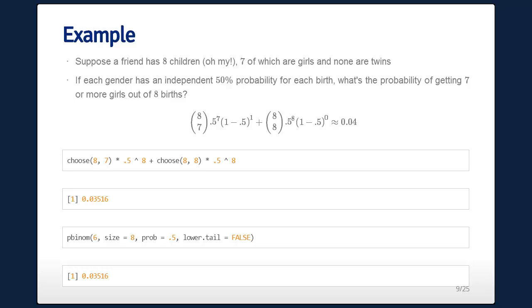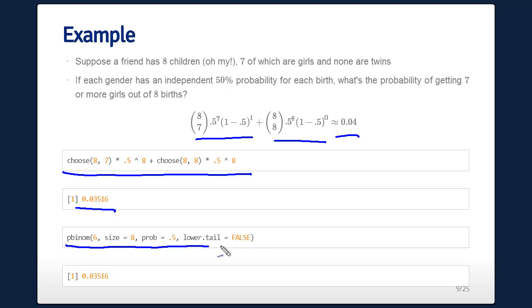Okay, well, that's a binomial probability. Here's the probability for 7. Here's the probability for 8. Works out to be about 4%. Here's that calculation just done in R. Works out to be about 4%. The binomial distribution has an R function, of course. It's pbinom, and that works out to be about 4%.